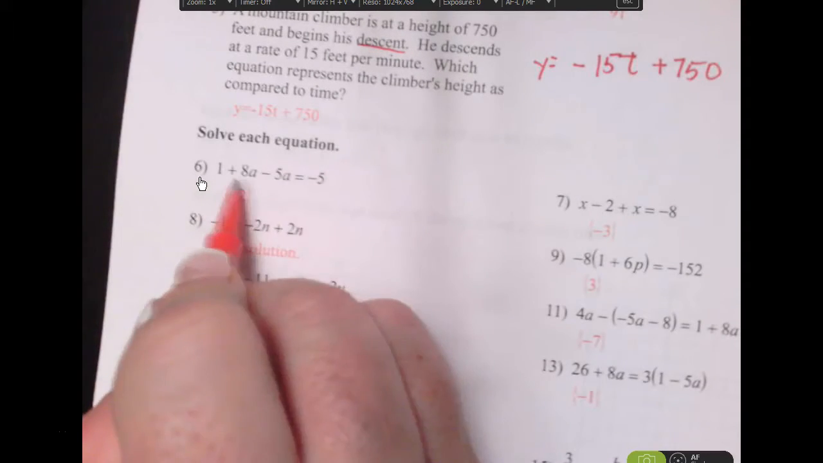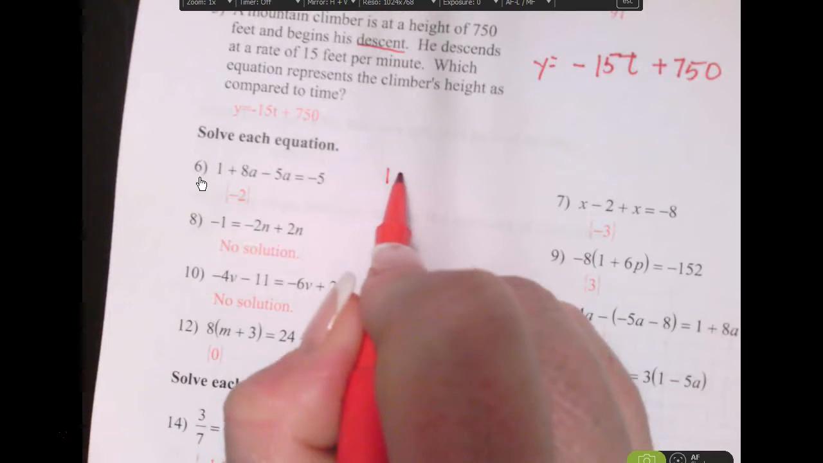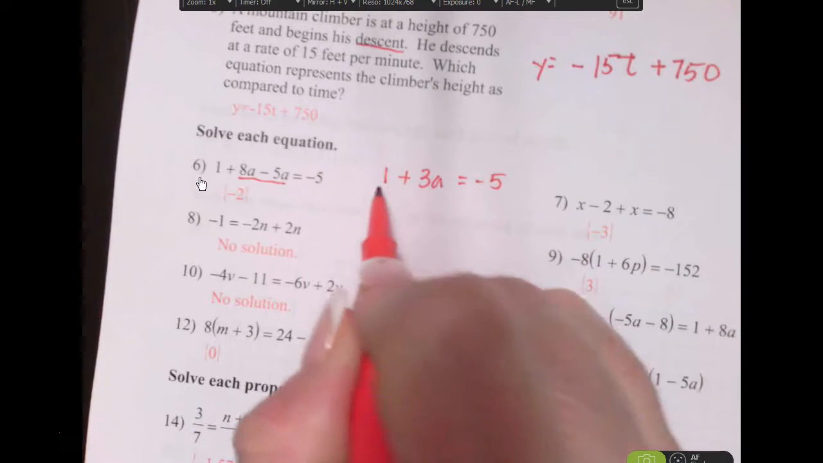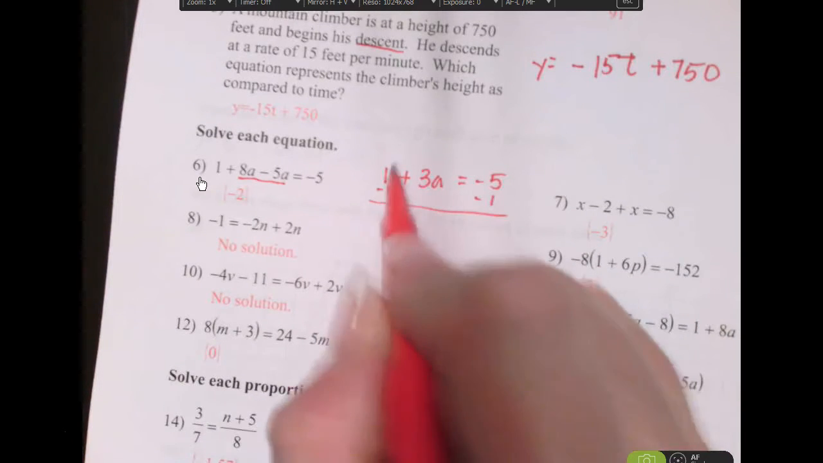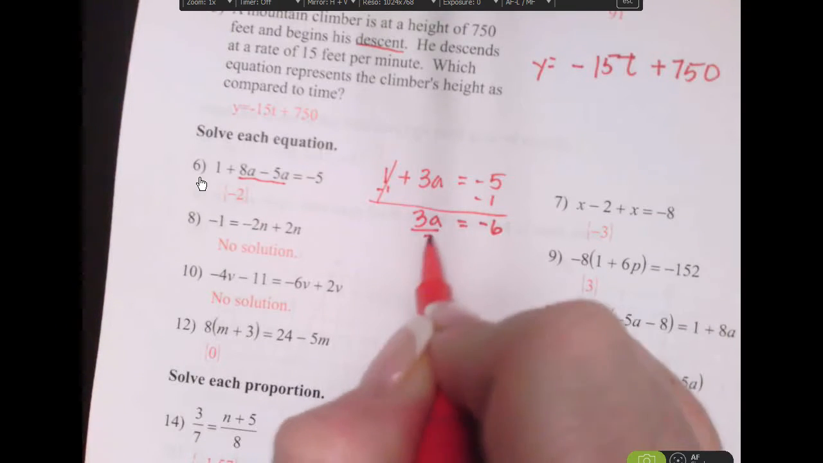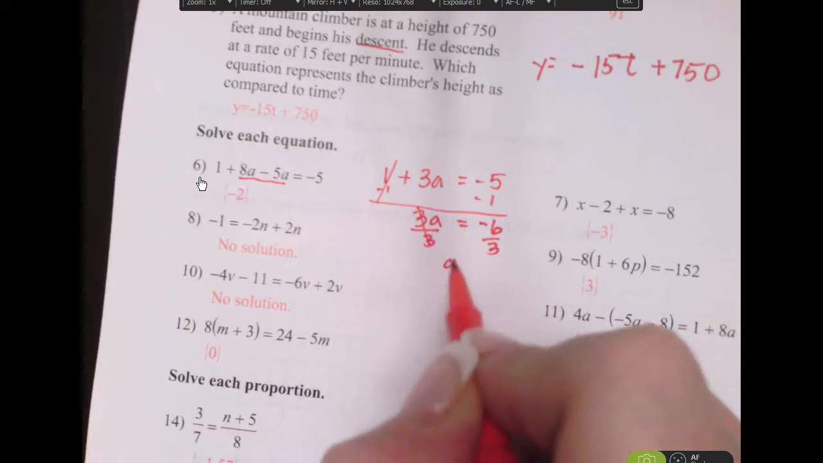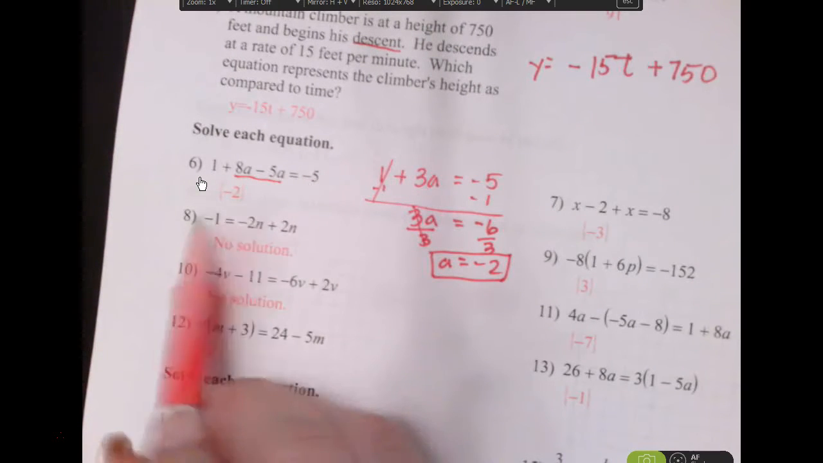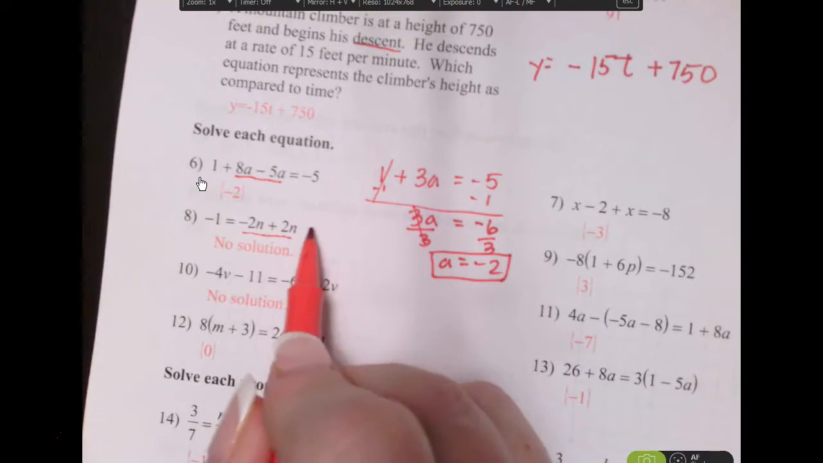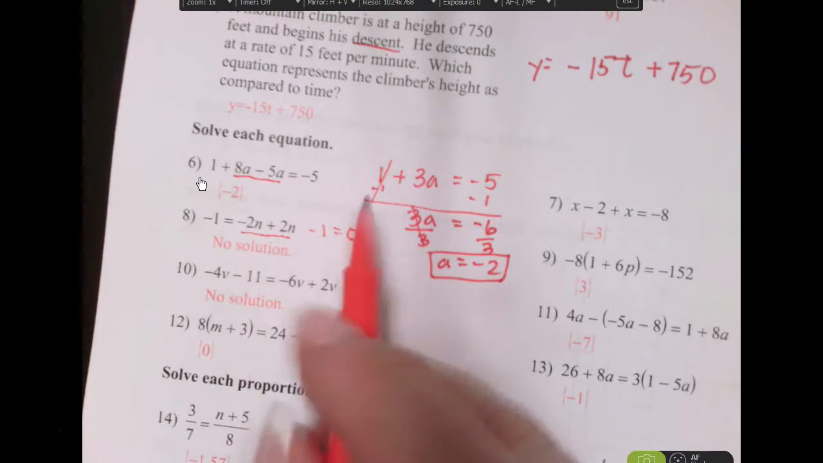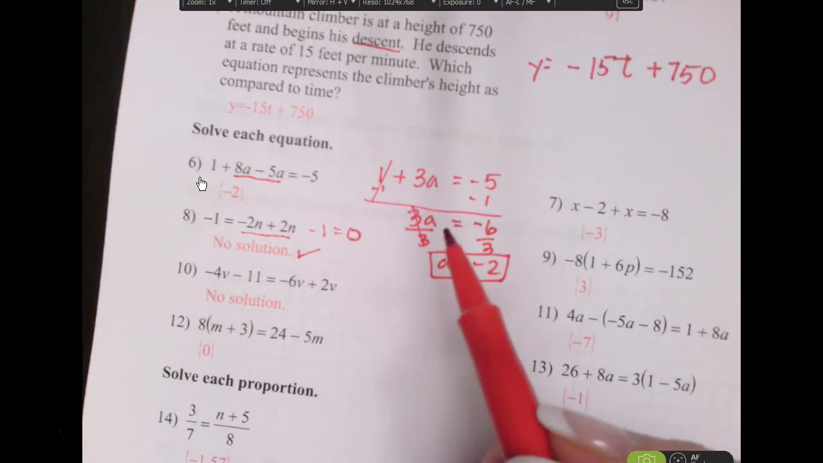So in number 6, we've got to combine like terms. So we get 1 plus 8a minus 5a, which is 3a, equals negative 5, and then I'm going to subtract 1 from both sides, and we get 3a equals negative 5 minus 1 is negative 6. Divide by 3, and a equals negative 2. In number 8, when we combine like terms, we get negative 1 equals 0. When we get a false statement and all of our variables have gone away, that's no solution.